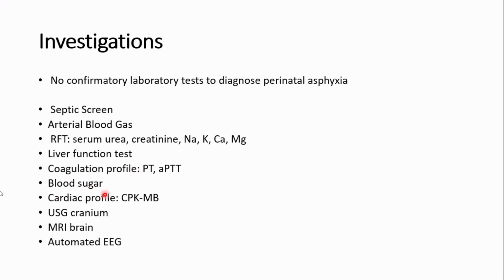We send for blood sugar, cardiac profile like CPK-MB, USG cranium to see whether there are intraventricular bleeds or not, MRI brain to see the extent of the brain involvement, and EEG to find out whether the child is having seizure or not. Okay, so these are the investigations that we send.